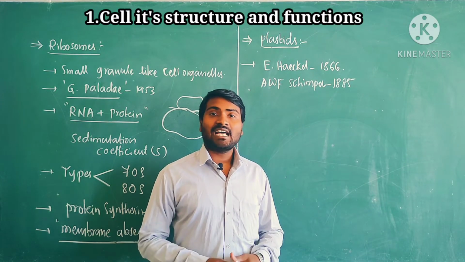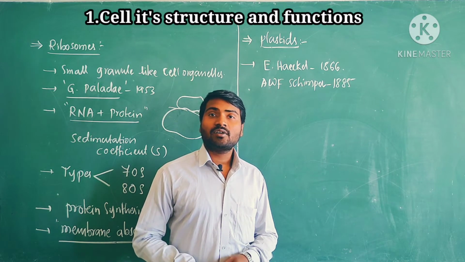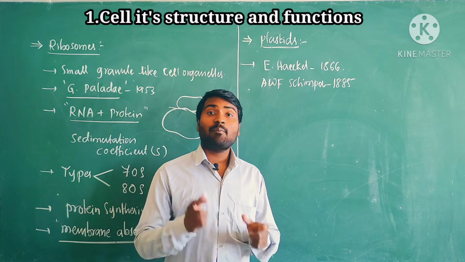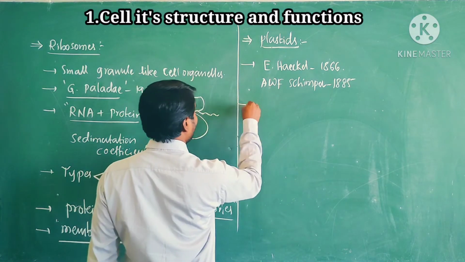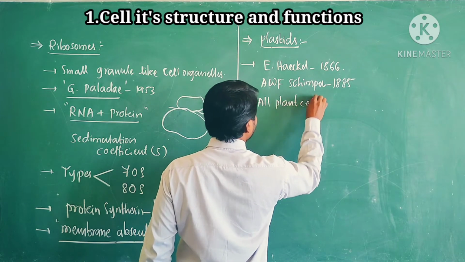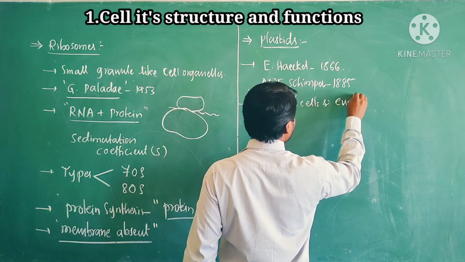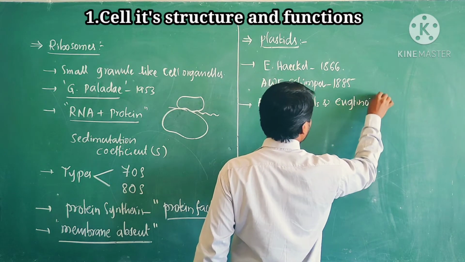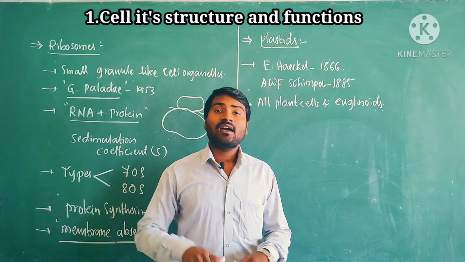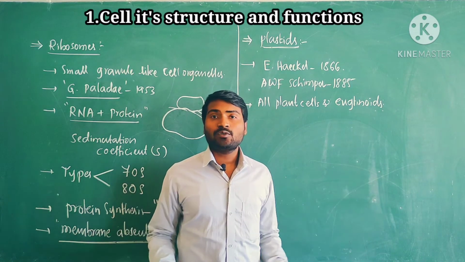These plastids are special cell organelles, mostly green color cell organelles. Okay, mostly, not all are green in color. They are found especially in plant cells. They are present in all plant cells and also in euglenids. Plastids are present in almost all plant cells and also in euglenids. Plastids are categorized into three types.